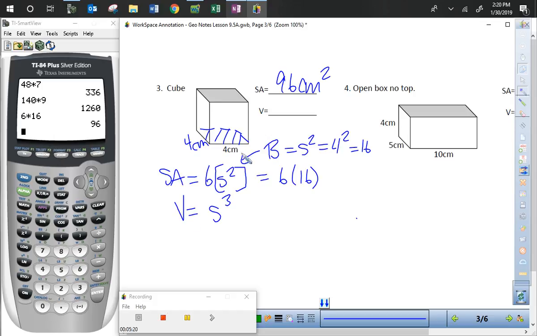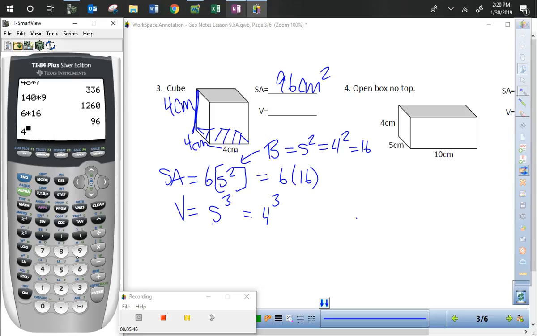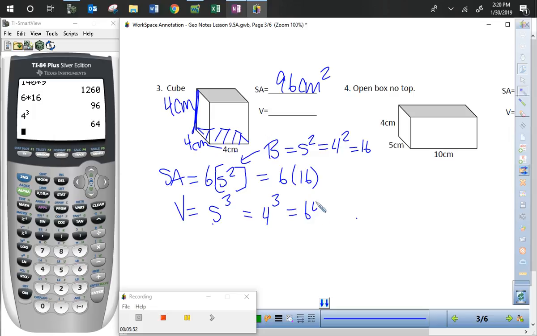With volume, the area of the base is our 16 again, but then the height has to also be 4 centimeters. Since all of these are the same numbers, we can just call that side cubed, or 4 cubed. What you want to do to type in a cubed, you'll do 4 and this little arrow to the 3rd power. And then you've got 64. So 64 centimeters, label is cubed.